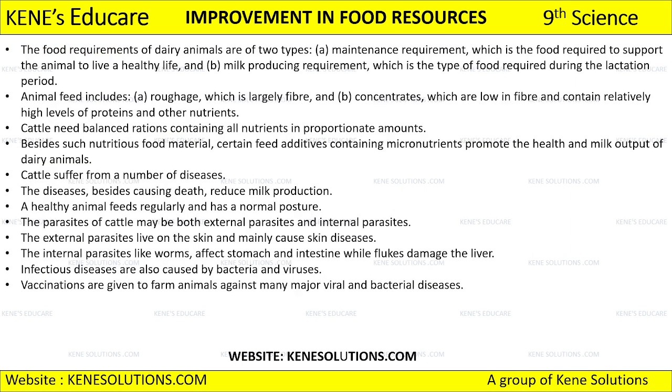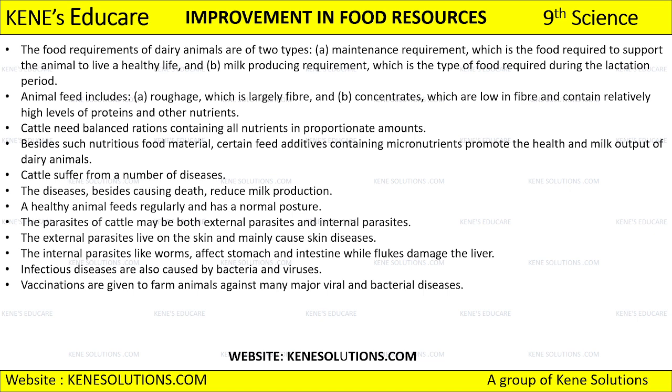After this, we have the food requirements. Always remember that the food requirement of the animal is going to be different, because if you are using the animal for milk, the food requirement will be different. If you are using it for agricultural work, the food requirement will be different, right? So it is of two types. Firstly, the maintenance requirement, which is the food required to support the animal to live a healthy life, so that the animal is healthy.